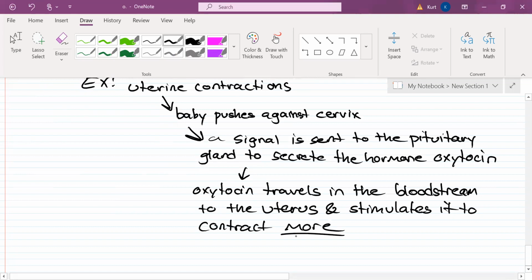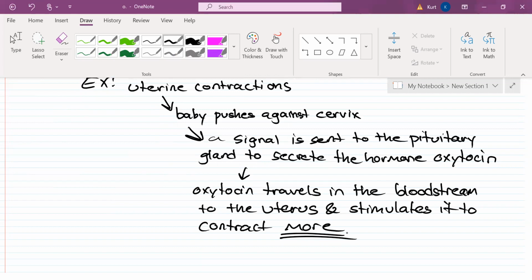Okay, guys, so this is like a vicious circle. I'm sure you can do a cause and effect here. So, Despina, Mary, all y'all work with me here. Baby's head pushes against the cervix. Okay? The uterus is contracting and the baby's being pushed against the cervix. A signal is sent to the mother's brain to release oxytocin. Oxytocin travels in her bloodstream down to her uterus, causing the uterus to contract more.